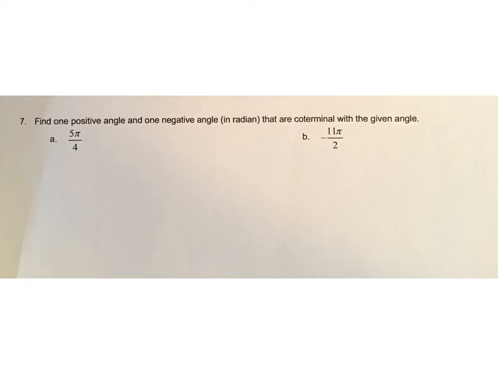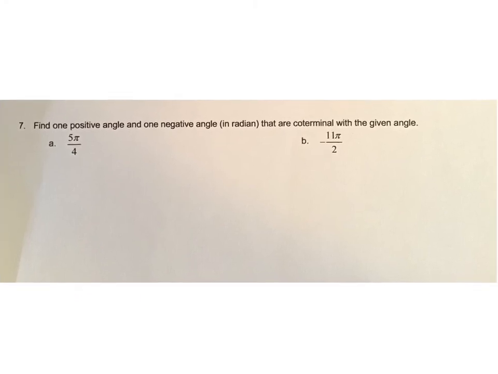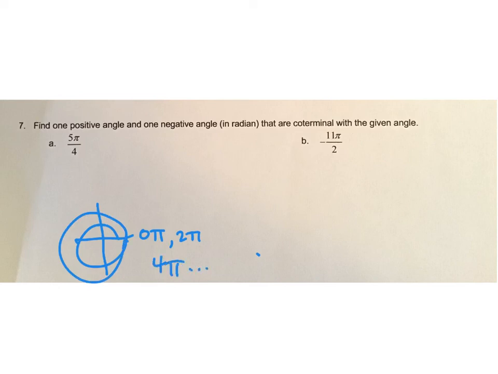To make it land in the same spot, let's pick, we have the unit circle. This is 0 pi, but it's also 2 pi and 4 pi, etc. It keeps going if we add 2 pi. So if we add and subtract 2 pi, we will be guaranteed to be coterminal. Now we're not guaranteed to be one positive and one negative, and we'll see that in problem B.